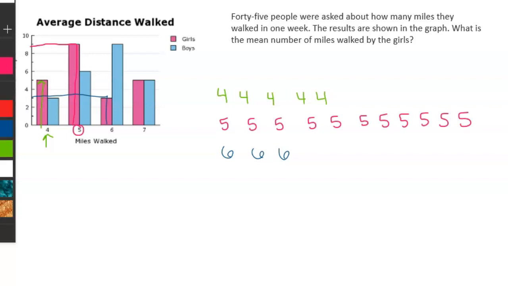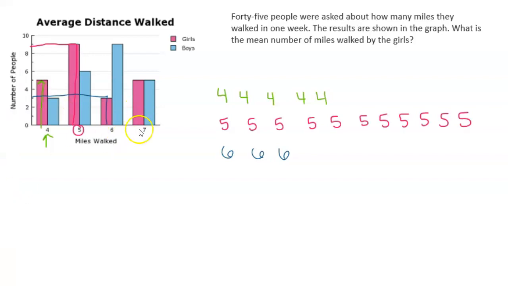And then let's get a whole other color, orange. How many girls walked 7 miles? Walk that across. Looks like 5 girls did. So 7, 7, 7, 7, 7. So these are how many miles they walked. We just had to use that chart, or the bar graph, to figure it out. So now we're going to add them all up and divide by how many numbers there are.